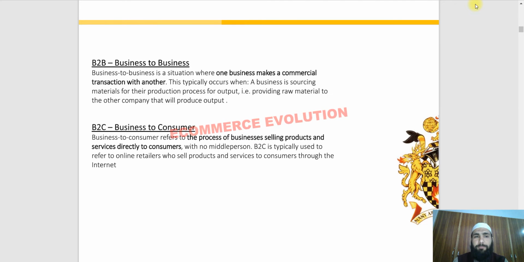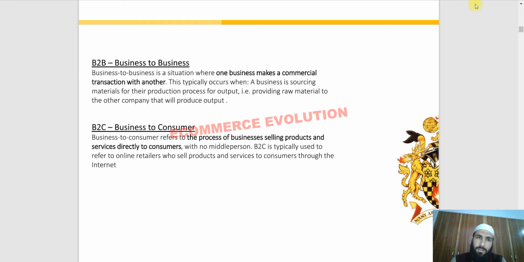B2B is business to business. Business to business is a situation where one business makes a commercial transaction with another. This typically occurs when a business is sourcing material for their production process for output, like providing raw materials to another company that will produce output.